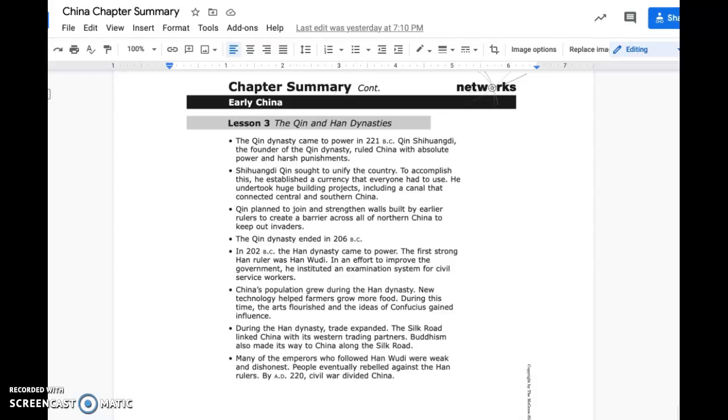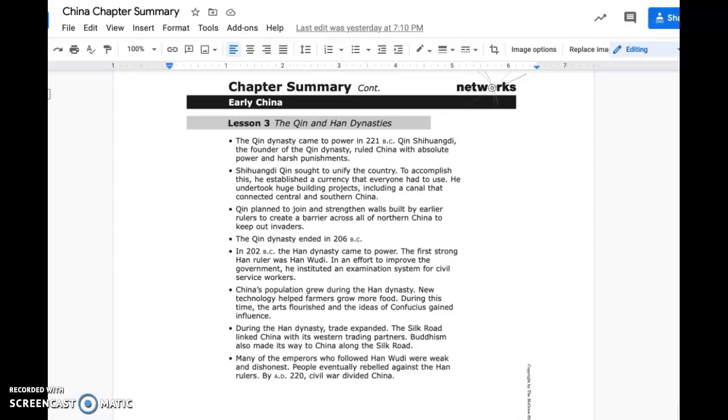During this time, the arts flourished and the ideas of Confucius gained influence. During the Han Dynasty, trade expanded. The Silk Road linked China with its Western trading partners. Buddhism also made its way to China along the Silk Road.